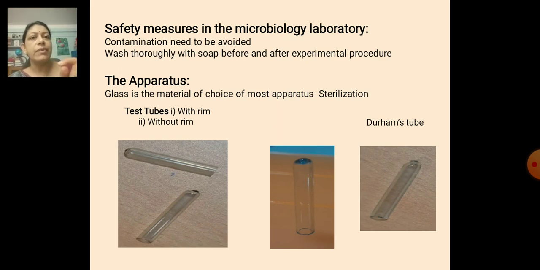Why with rim and without rim? With rim we know that for dilution and for addition of reagent, we use the rimmed tubes. And the tubes without rim are also called culture tubes, which are used to prepare the various slants of the microorganisms. Slants, we know, are the solid medium prepared in the test tube in a slanting position where we allow the microorganisms, especially the bacteria, to grow over them. Now these are the two main types of test tube.